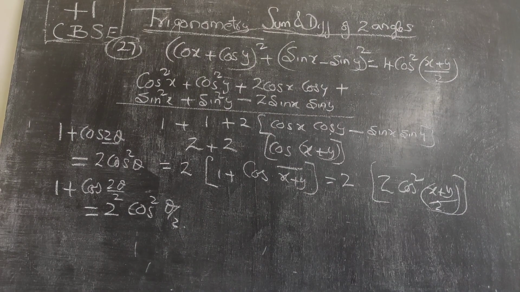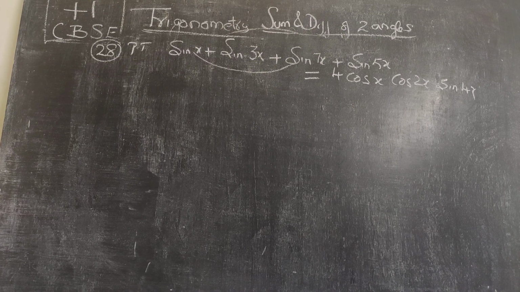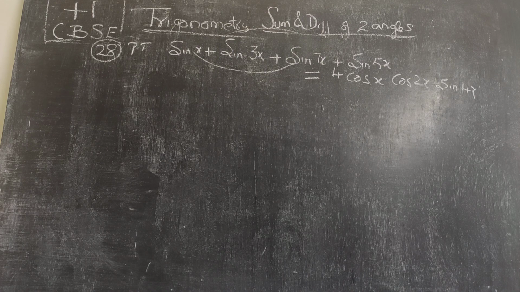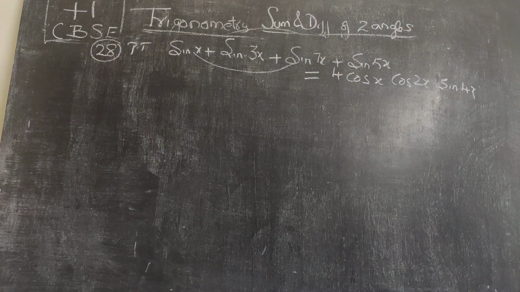Now I go for question number 28: sin x plus sin 3x plus sin 7x plus sin 5x equals 4 cos x cos 2x sin 4x. I am clubbing it in such a way that sin x plus sin 7x. What is the formula? Sin x plus sin y equals 2 sin (x plus y by 2) cos (x minus y by 2). When you do that, you will be getting 8x by 2. Here also you will be getting the same. That's why I have clubbed this like this.